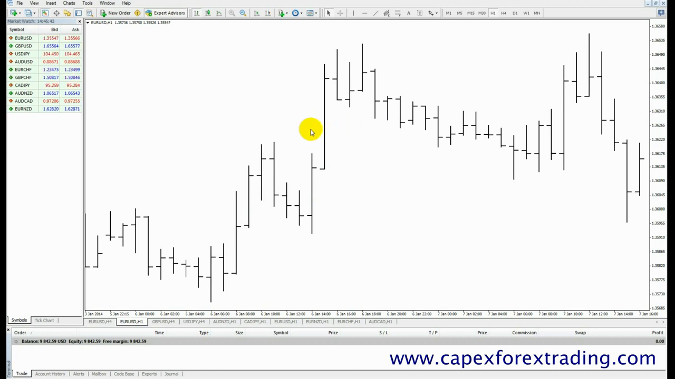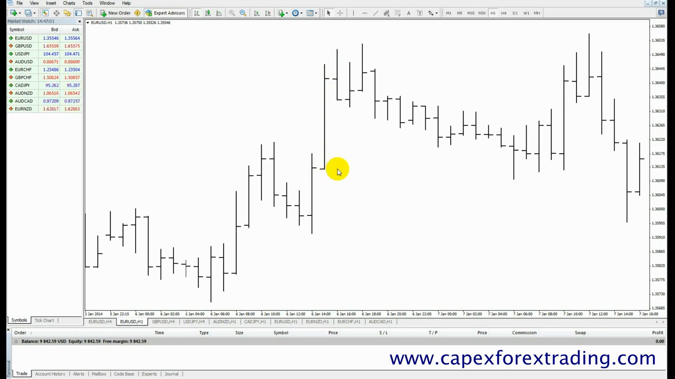And essentially, the way that they used to read them is as follows. We have a vertical line here, which gives us an idea of how high and how low the session went. The top of that line is always the high of the session, and the bottom of that line is always the low of the session.